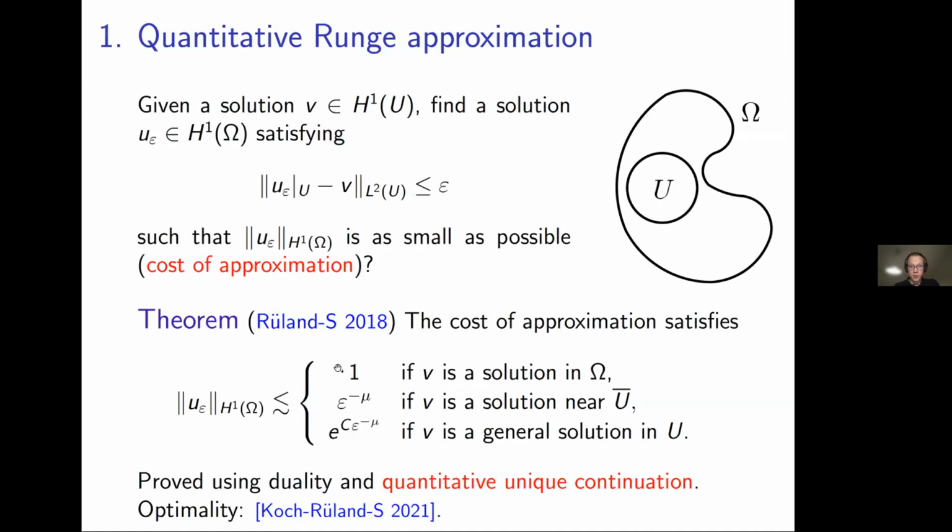And for the proof of this kind of result, again, you use duality and unique continuation, but now you have to use a quantitative version of the unique continuation principle, which are known. And this kind of approximation is also optimal. And there's a recent paper with Koch and Ryland where we study this optimality and this cost of approximation business in a fairly general setup.